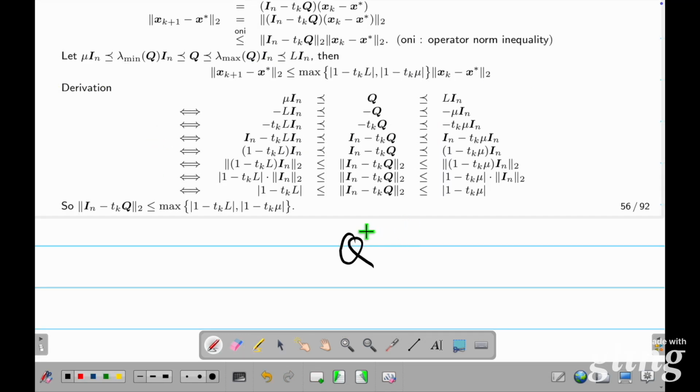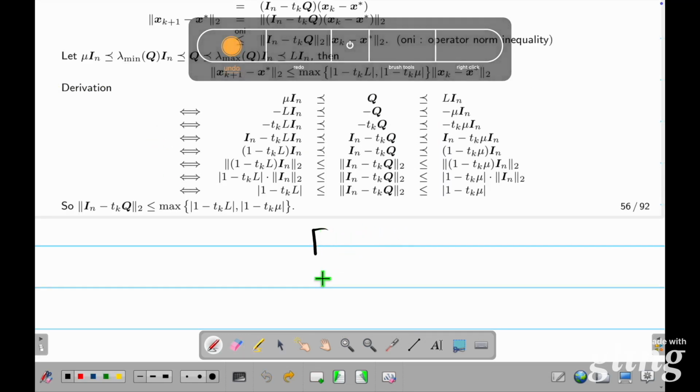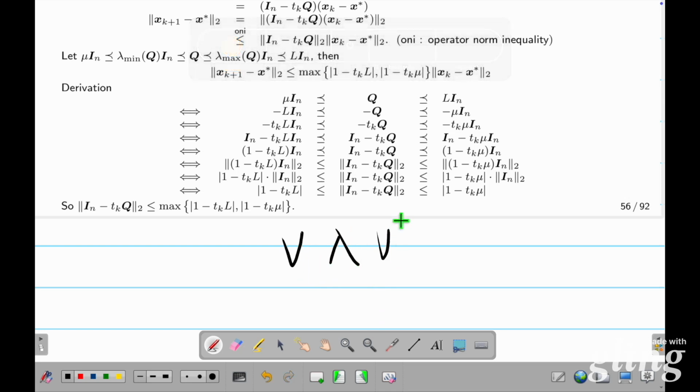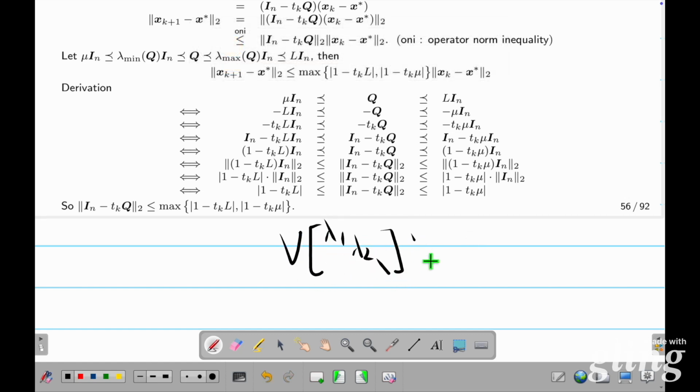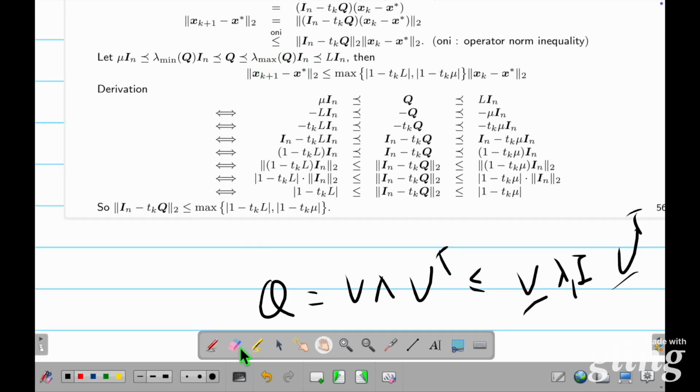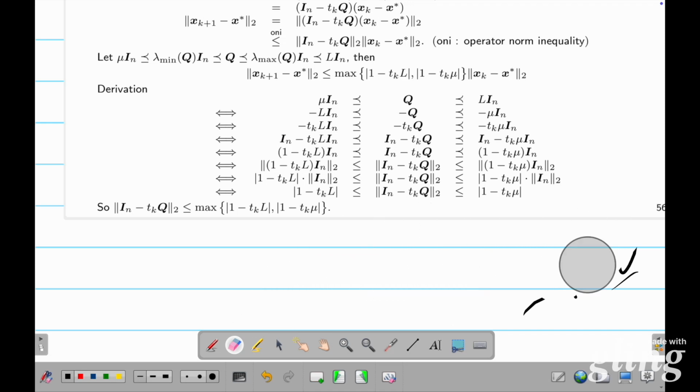Now I have Q, what is Q? Q has eigenvalues, the eigenvalues of all the Q here, I call it lambda. And V, the eigenvector. So V, a bunch of lambda, okay, V transpose. Of course, it's smaller than V V. All of them are lambda 1. This is what I mean. And if you replace all the eigenvalues by the smallest one, you will get this part. Okay, so this is the idea.